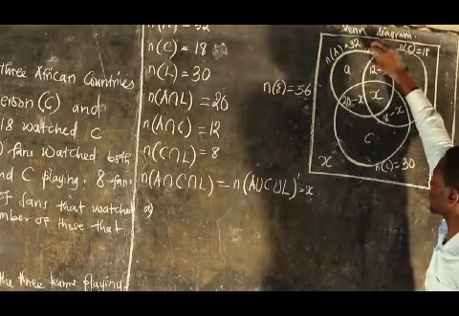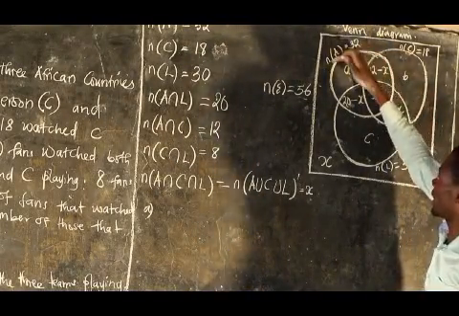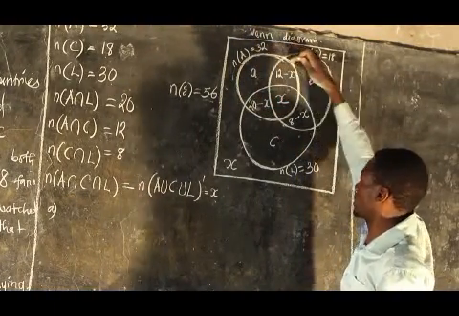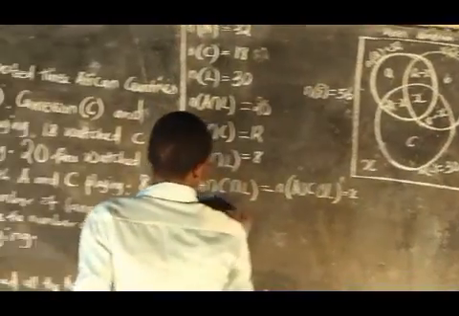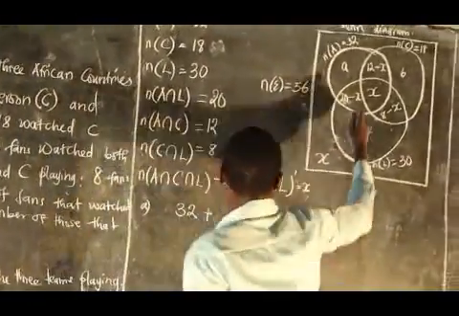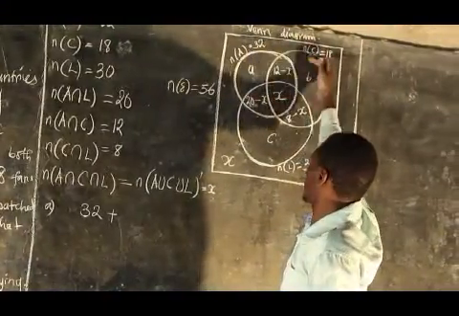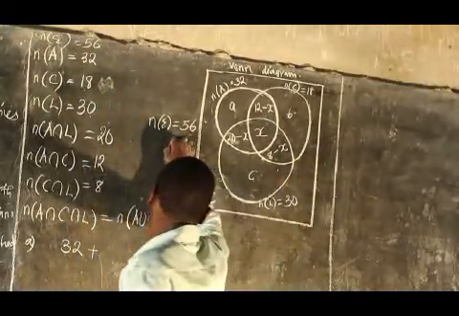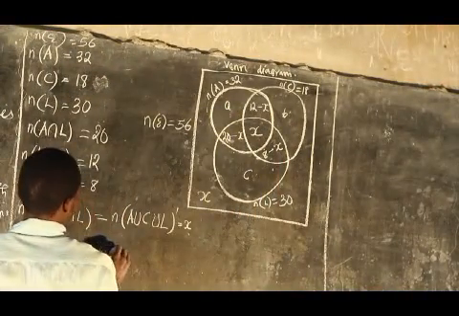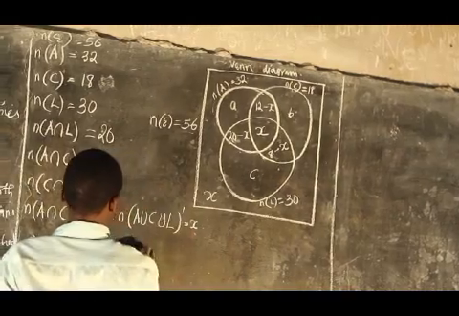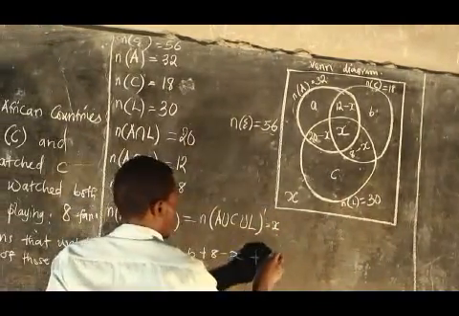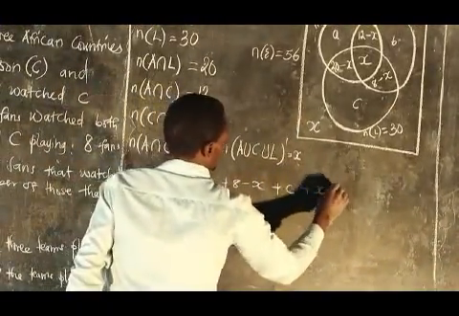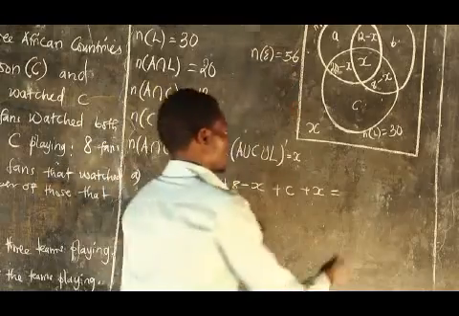But we are going to look at this A. The whole of this A is 32, we know that. So we take 32 plus, since we have already added everything inside here, this one plus this one plus this one plus this one. So we add plus b plus this one which is 8 minus x plus c. Then we add plus x. This will give us 56.